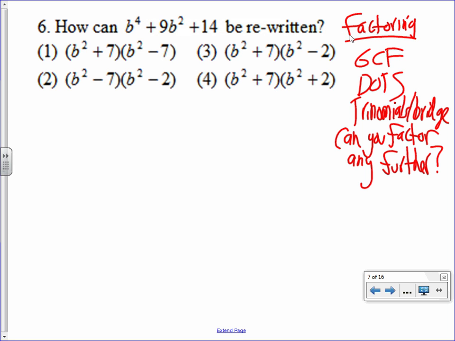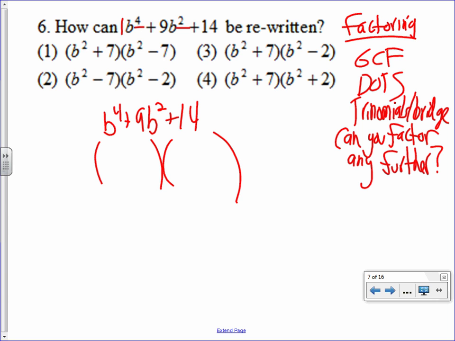We have a song to help us. Is there a GCF? No. Dots? No. Trinomials? Yes. Bridge? No, because there's a 1 in front. Now, because we have different powers here, that's okay, as long as the first one is double the second one, which it is. So when I do my 2 sets of parentheses, whatever this is goes in front for each.